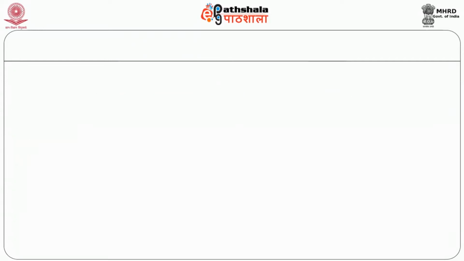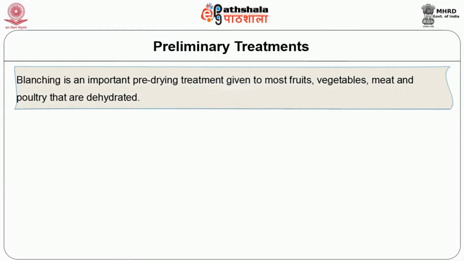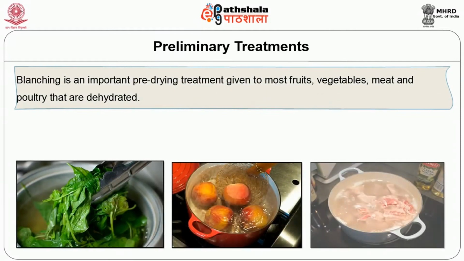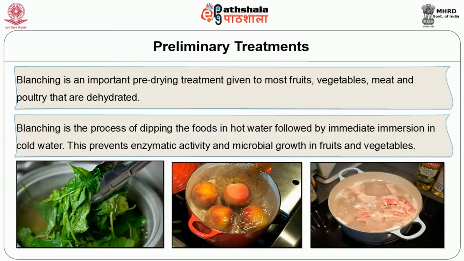Talking about the preliminary treatments, blanching is the process of dipping the foods in hot water followed by immediate immersion in cold water. This prevents enzymatic activity and microbial growth in fruits and vegetables. For tough or hard skins, a preliminary dipping in hot solution of potassium carbonate promotes easy peeling. Discoloration of fruits and vegetables can be avoided by immersing in ascorbic acid or citric acid solutions. This is skipped in the case of pungent vegetables to retain their characteristic pungency.